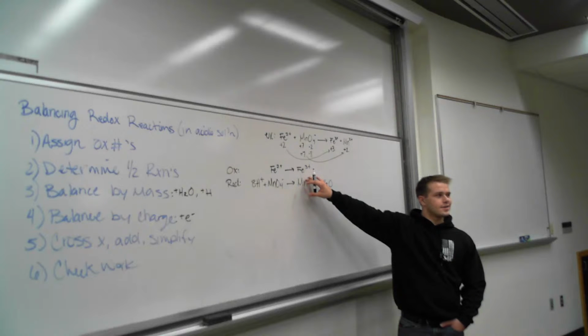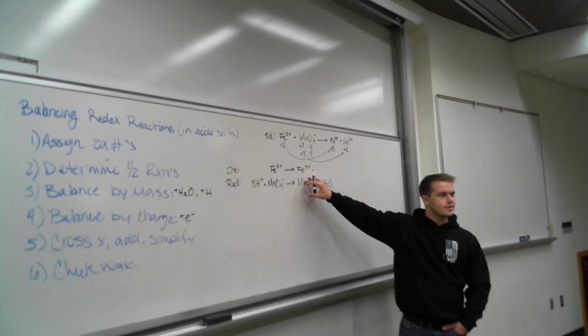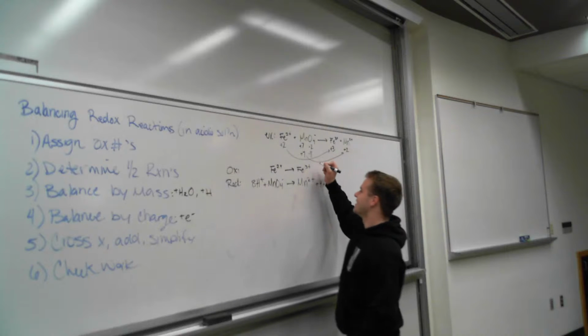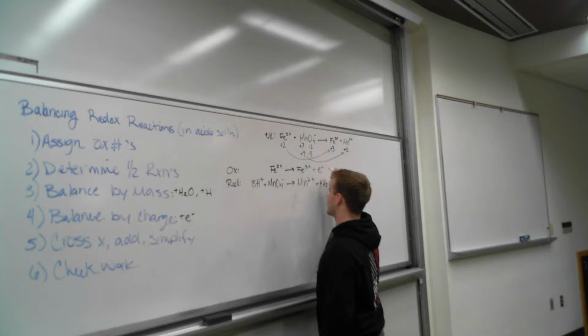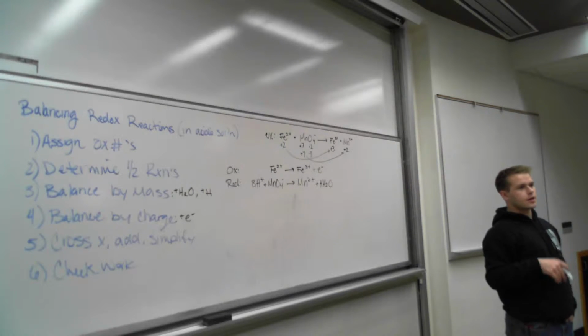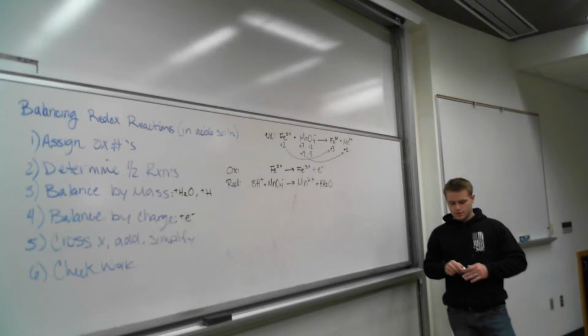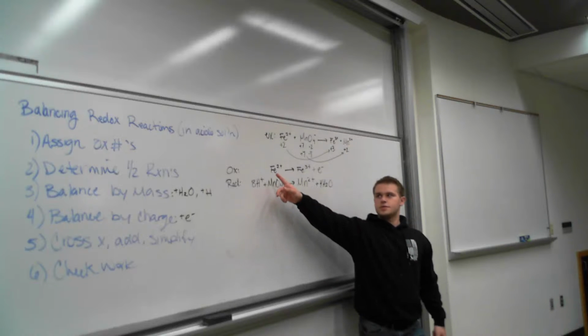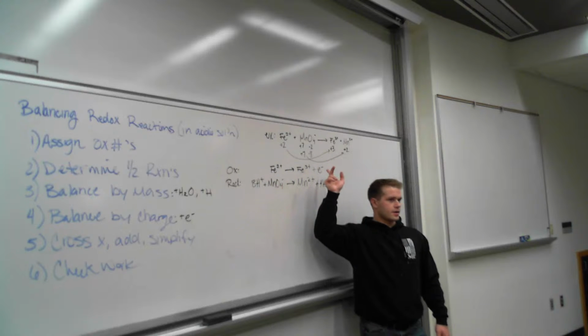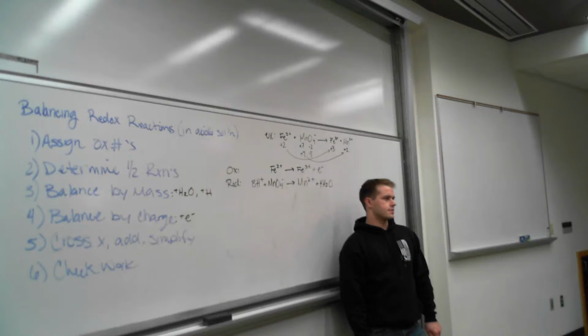You need to add another electron to the right side. Okay, so we're going to add 1 electron, just like that. Because what really happened is this Fe2+ had an extra electron with it, and now when it became Fe3+, it gave up that electron. So really we're illustrating what's actually happening when we balance these.